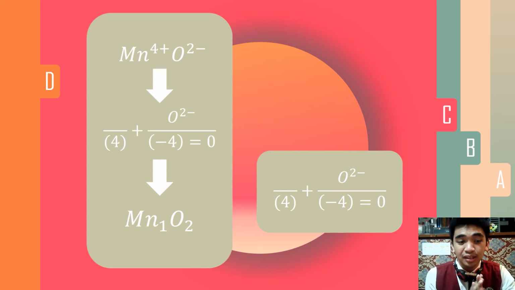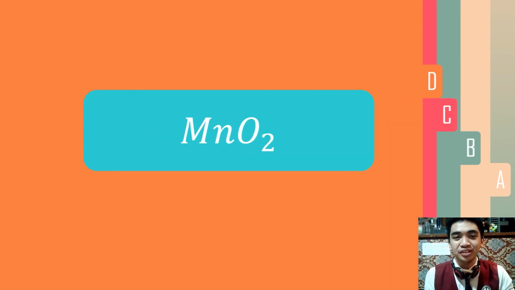So just like the other one, the answer will be Mn1O2. But in this case, we don't usually type or write the number 1. So our final answer will be MnO2. So that's it for our last example. I hope you learn and enjoy.